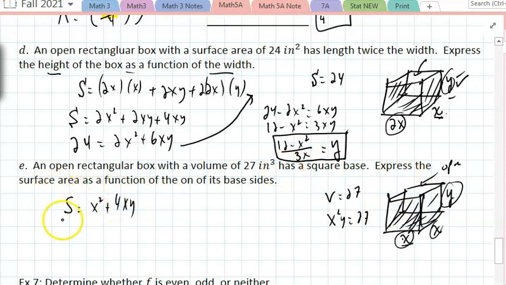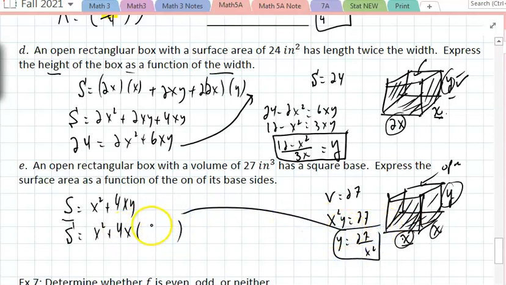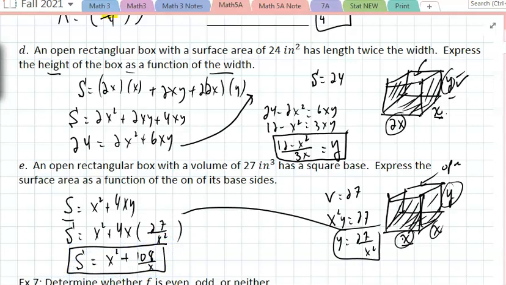Express the surface area as a function of its base side, so get rid of y, that's basically what they want. And we could solve for y easily, that's 27 over x squared. Substitute that in here, and you're done. And you could say the surface area is x squared plus 108 over x. Again, you could get a common denominator, that's not needed.